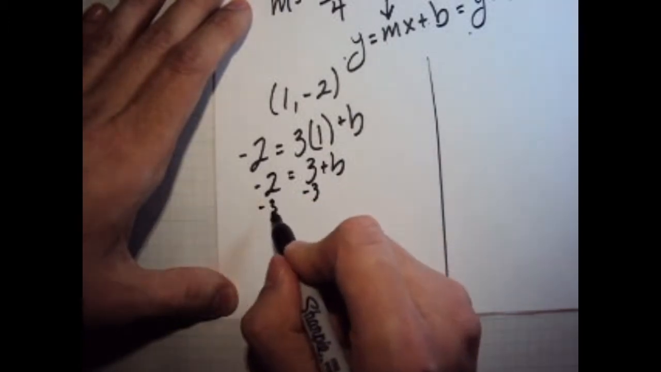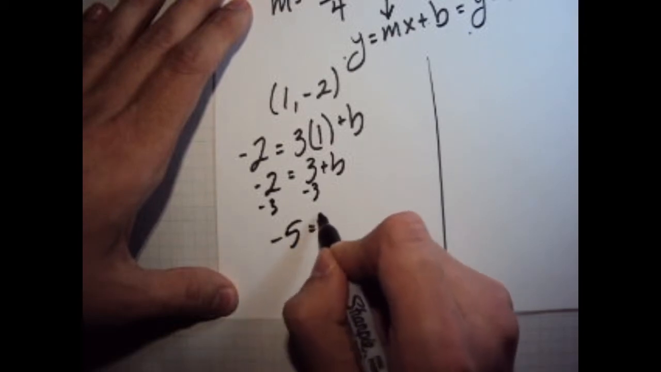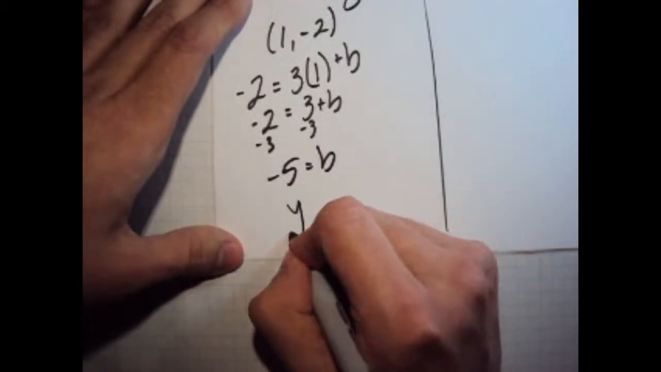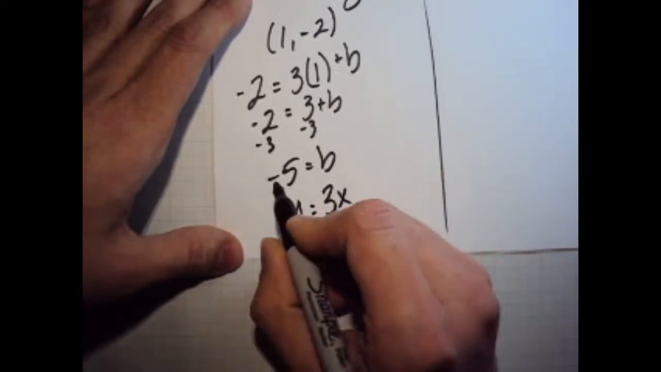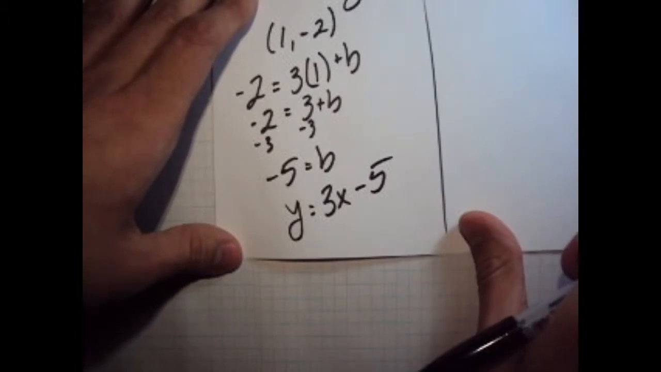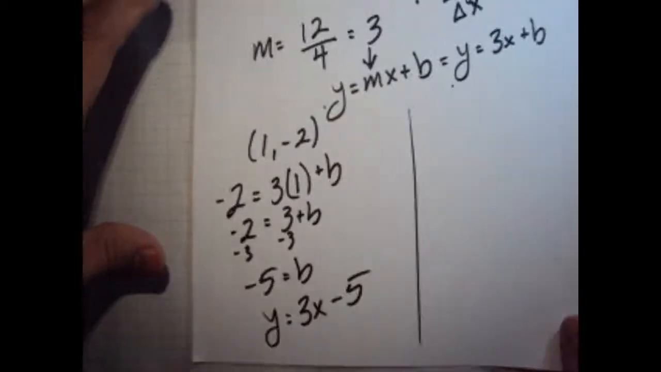So that gives us negative 2 minus 3, that's negative 5 equals b. So we have our equation, y equals 3x minus 5. We could say plus negative 5, but it's kind of redundant, so we just take the plus sign out.